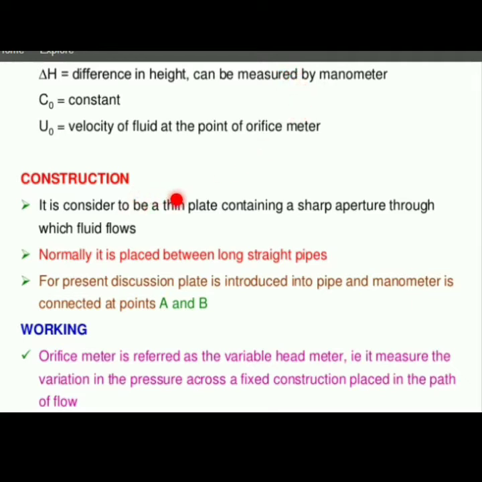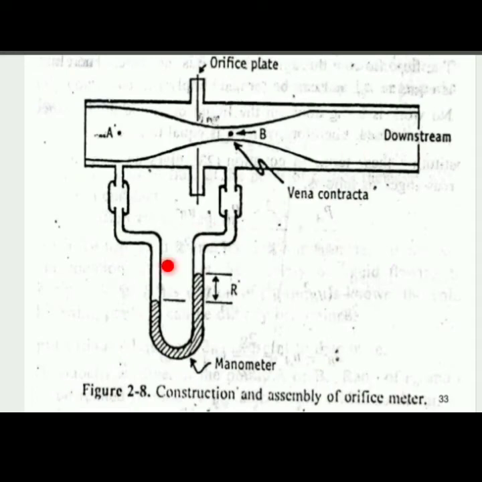Then next is the construction. What is the construction of this orifice meter? This is the point A, this is the point B, this is the upstream, this is the downstream. Here it is a narrow constriction, which is called the vena contracta. This is the orifice plate, placed between A and B points. Then one manometer is fitted at the bottom of this orifice meter for measuring the pressure difference. This is the construction.